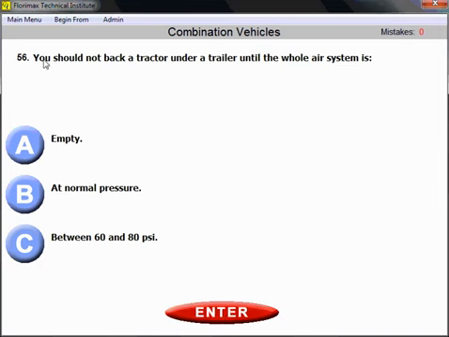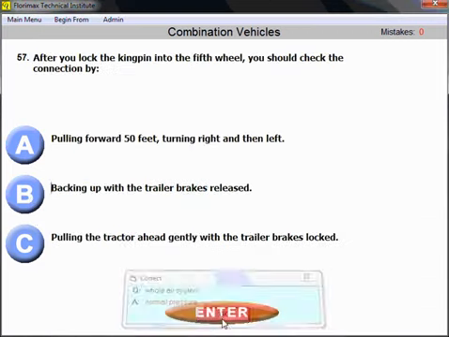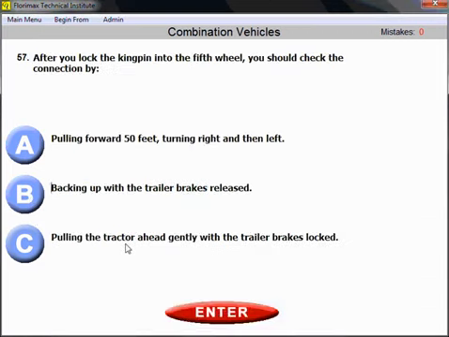Question number 56. You should not back a tractor under a trailer until the air system is what? And again, the answer is obvious. The air system should be at normal pressure. Normal pressure, which is, by the way, 125 psi. But again, at normal pressure. Don't do anything until the air system is fully charged with normal pressure. Okay, normal pressure. Question number 57.